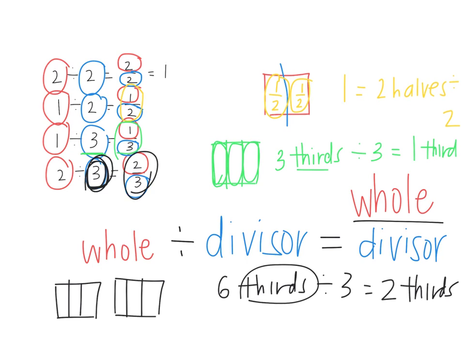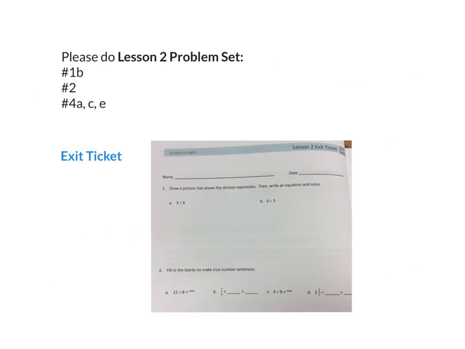2/3. So using unit form is another way you can, it's the same thing as the picture, it's putting the pictures into words, and that's how you can prove that a whole divided by the divisor is the same as the whole over the divisor. Make sense? Using what you know about unit form now, I want you to do 1B in your problem set, and then number 2, and then 4, A, C, and E.